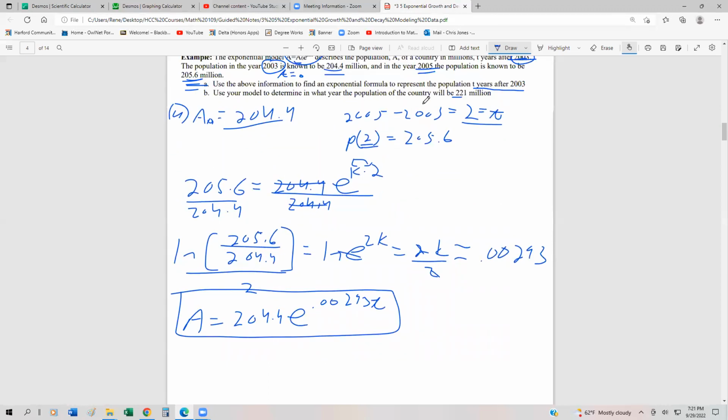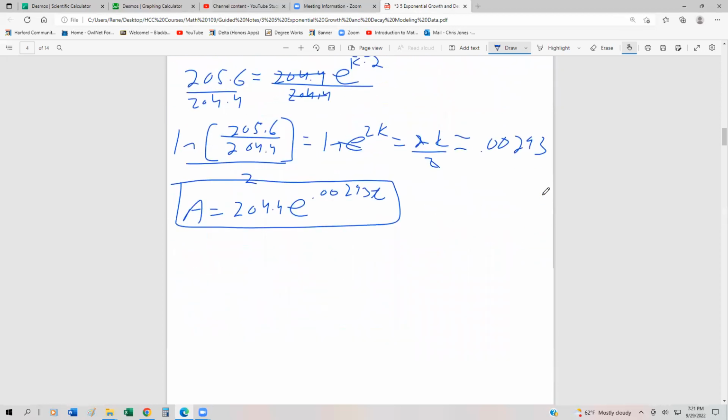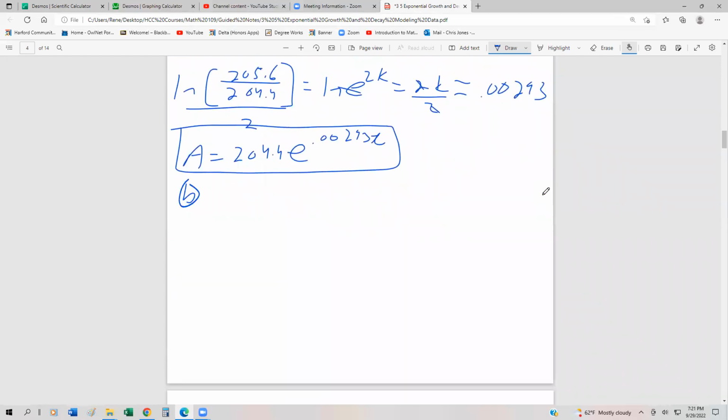Now for part B, we want to try to figure out when the population will be 221 million. Okay, in what year? So we have to be careful with this one because when we get our answer, we're still going to have to do a little bit more with it. Okay, so for part B, we're just setting A equal to 221. And so we get 221 equals 204.4 e to the 0.00293t.